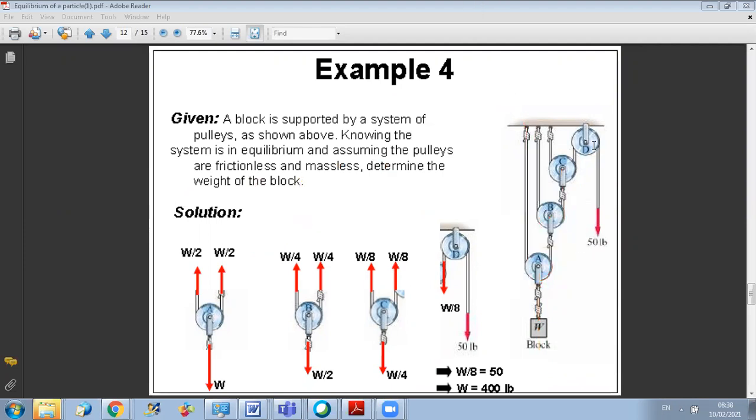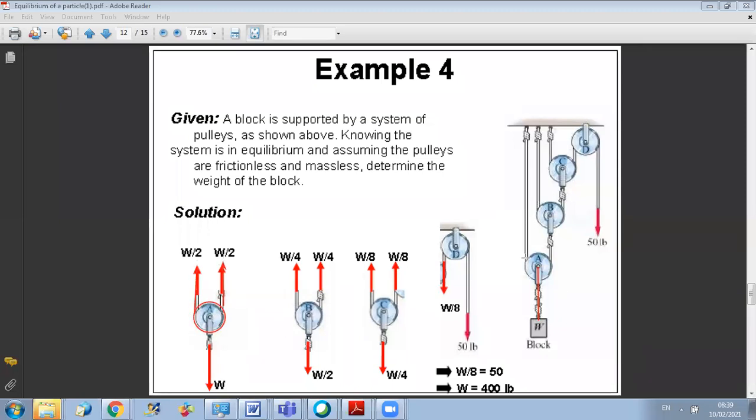Instead of starting from pulley D back to A, they started from A. So if you choose to start from A, you don't know what is the weight of the block. You will express all forces as a function of the weight. Since this cable is attached to the weight, the tension in this cable is equal to the weight. So the force pulling the pulley A downward is equal to the weight. When we isolate pulley A, in order to have equilibrium, each force here should be equal to W over 2.